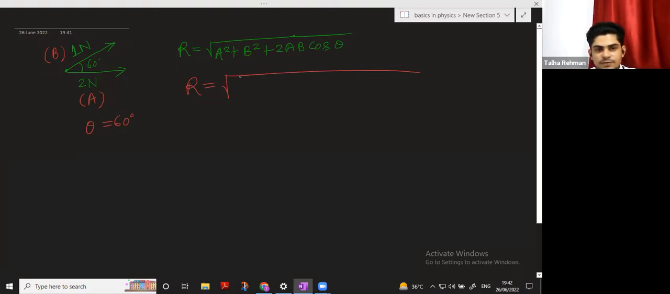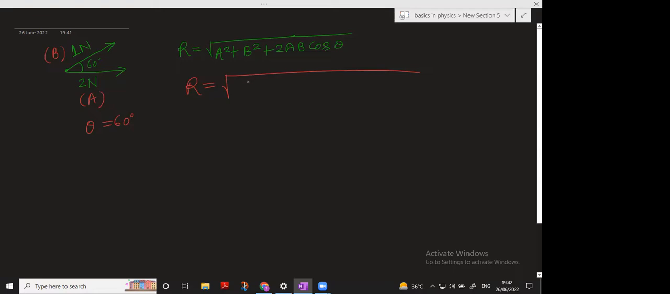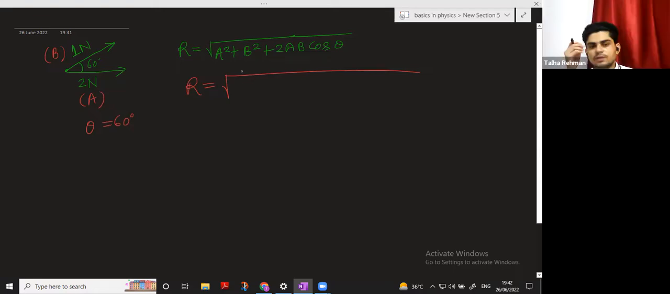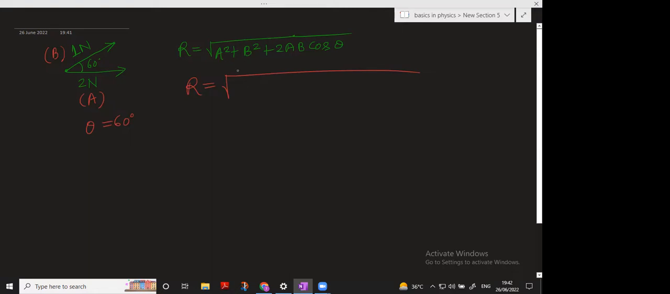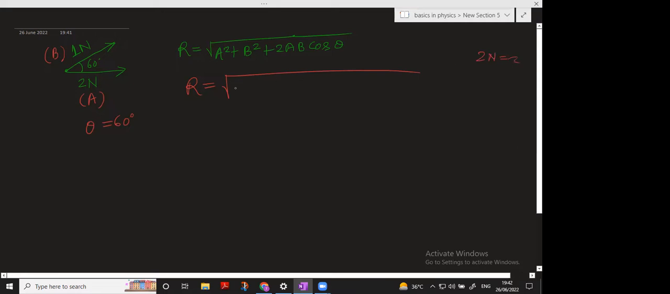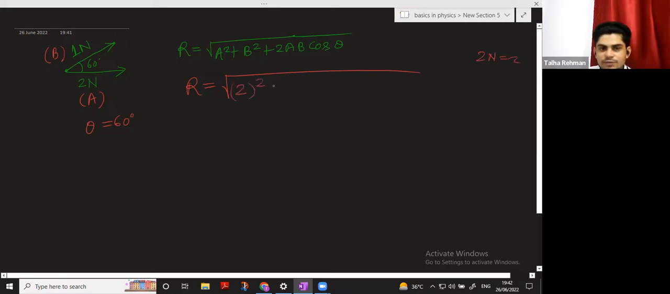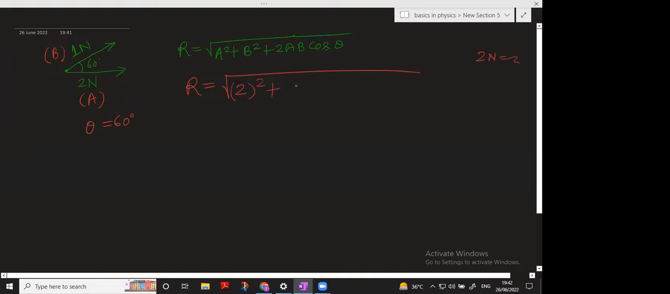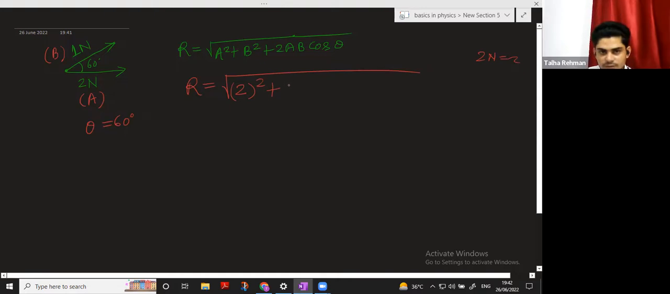Hamza, please tell me. Hamza beta, please tell me the value of a square. What will come in the place of a? The more you will interact, the more you will learn. Sir, it will be 2 Newton square. Very good. 2 Newton square can be written as 2. Okay, that is unit. Very good. You are intelligent, but you are not cooperating with me. And sir, 1 square. Okay.